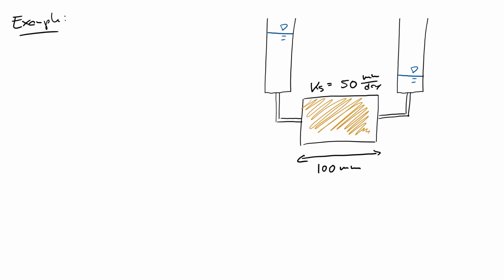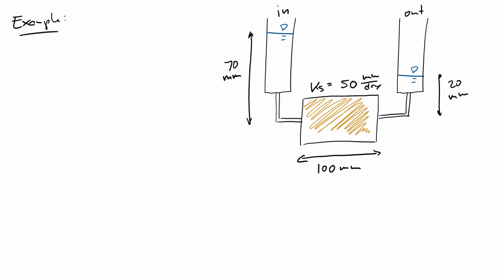On the left side, on the inflow side, we have a water reservoir height with respect to the soil column that is 70 millimeters. And on the right side, on the outflow side, we have a height of water of 20 millimeters.